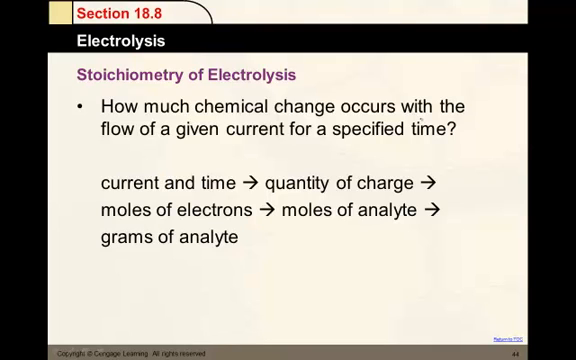In other words, if you have current and time, you can get the quantity of charge. From that, you get the moles of electrons. From that, you get the moles of analyte, which is usually the metal, and then the grams of the metal or analyte. You can go in this direction, or you can go backwards. In other words, from grams to moles to moles of electrons, quantity, and then current and time.